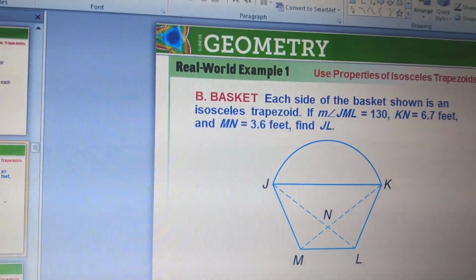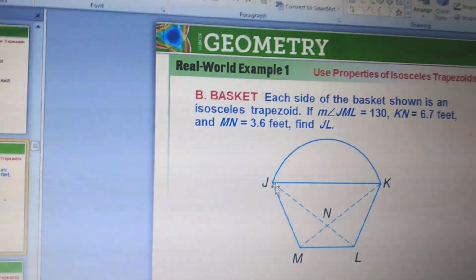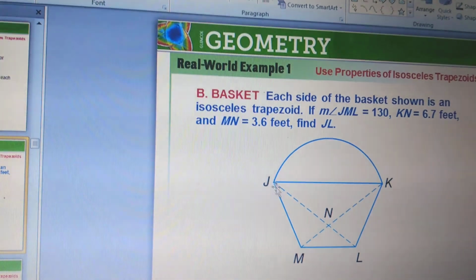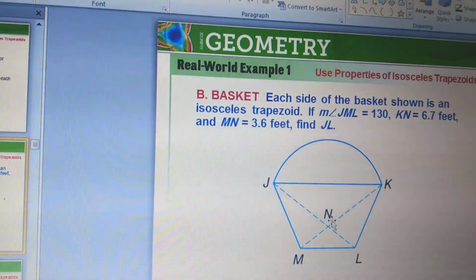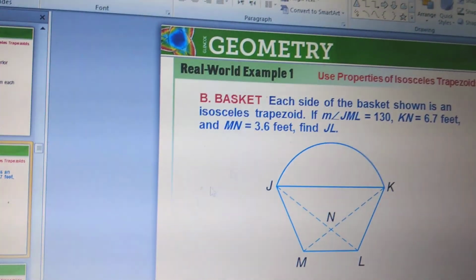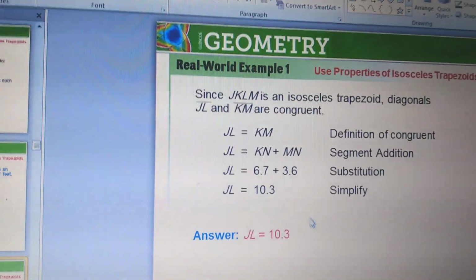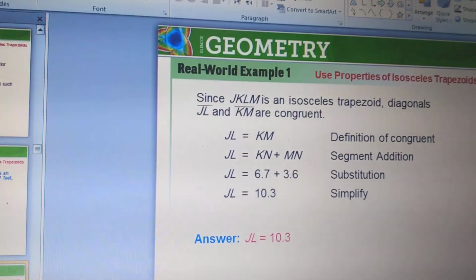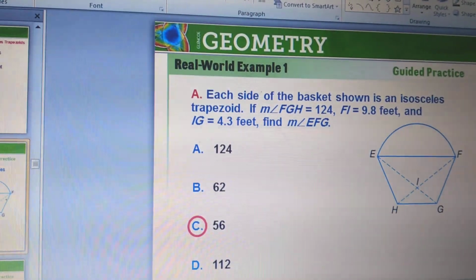Now, the second step in this question, he wants me to find JL. I told you that in an isosceles trapezoid diagonals are congruent. This means JL equals MK. But I know KN and I know NM. Only you add 6.7 plus 3.6. You see, only add them, you get 10.3. This means JL equals 10.3. This is the same.